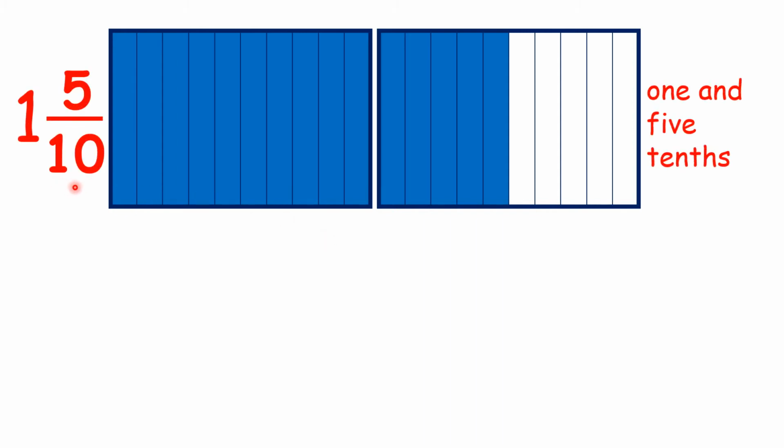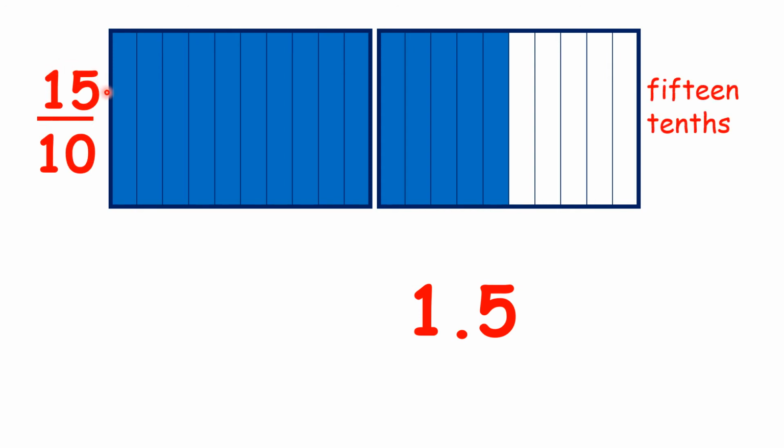So what do we have here as a mixed number? We have 1 and 5 tenths. So how would we write this as a decimal? We write 1.5. And how could we show this as an improper fraction? We have 15 tenths because we have 10 tenths in our whole rectangle plus 5 tenths in our extra one.